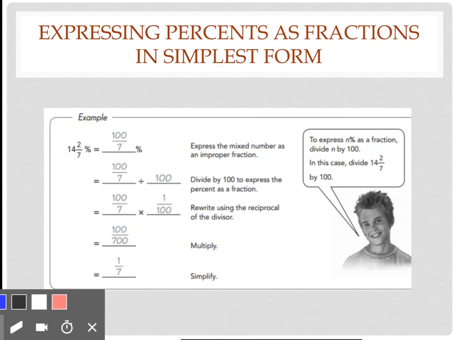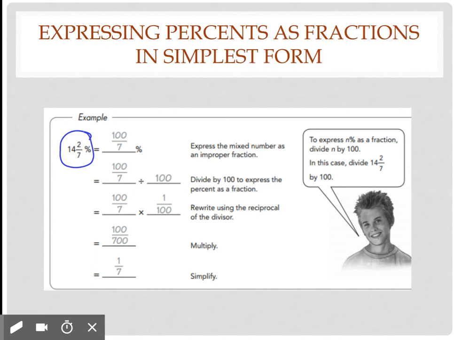Okay, so we're expressing percents here as fractions in simplest form. So we have a fraction as a percent, 14 2/7%. Anytime you have a mixed number, you want to make sure to turn it into an improper fraction. So again, we are multiplying our denominator times our whole number, and then we add our numerator.